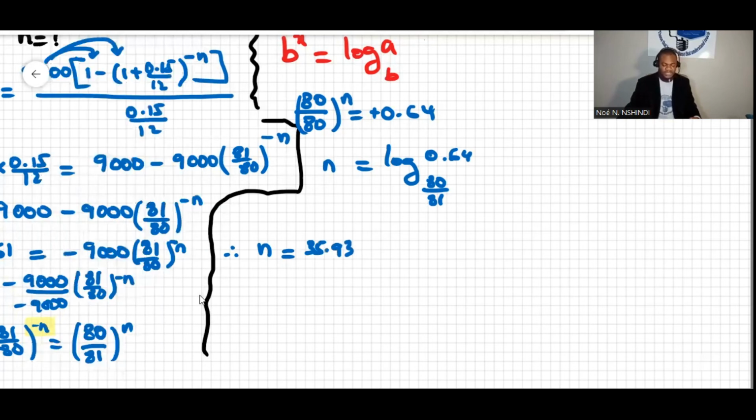35.93. Now, because n must be an integer, this will be approximately 36 months. Okay, after 36 months, Tabiso will be able to pay his debt. Now let's move on.